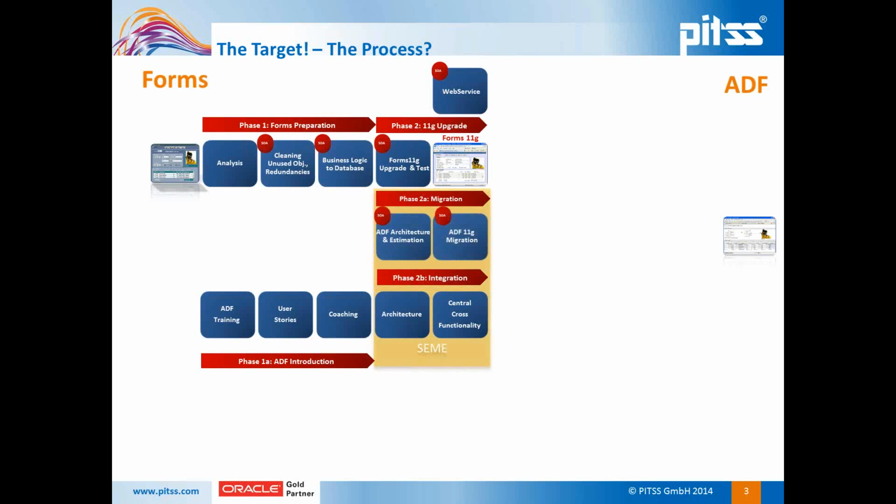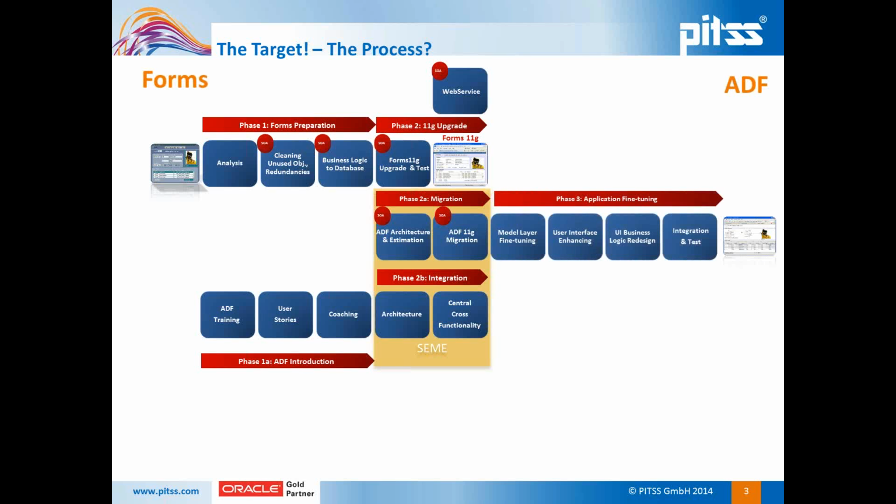The second phase is then the migration and integration. Based on the architecture that we figured out together with you in the coaching phase that would be best for you, and the central cross-functionality that we established together with you, we create an ADF architecture, and we can also make, based on that, an estimation of what the overall process will cost you. And I will show later how this estimation is done and supported by PITSS, our tool. And then comes the ADF migration. That is the part where the PITSS generator actually generates the ADF artifacts, a JDeveloper project that you can then import into JDeveloper and do the fine-tuning there.